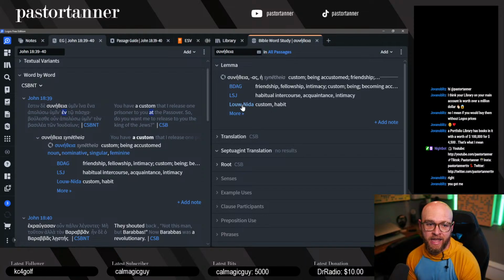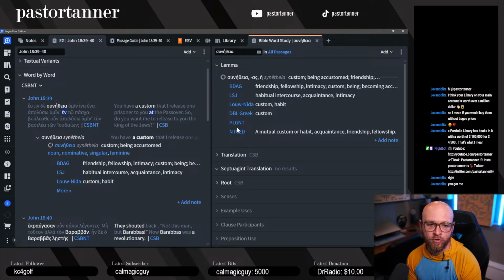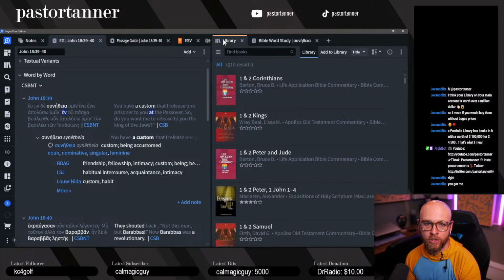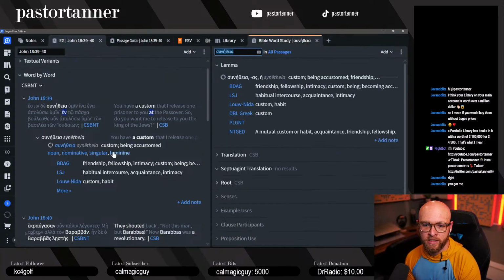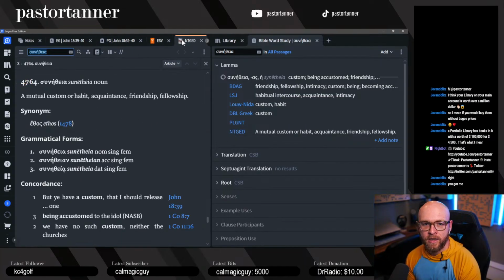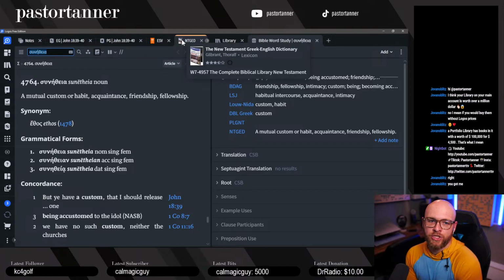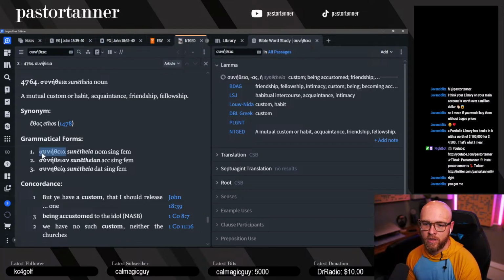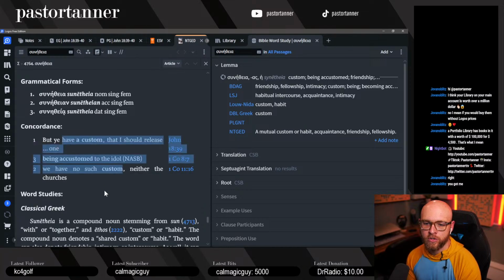So this one's interesting to us. Again, we now have our BDAG and our Louw-Nida to offset our LSJ and our DBL Greek. So honestly, in my opinion, even in the medium study bundle here, you're getting some decent original language resources, especially in the Greek. But let's go ahead and just pull up this Bible word study here. And never forget this resource that I smuggled into here at this level, the New Testament Greek English Dictionary from Thorolf Gilbrandt. I like this one a lot. Here's your 3 uses. Gives you your concordance. Being accustomed to the idol, or we have no such custom neither in the churches. So that's very interesting.